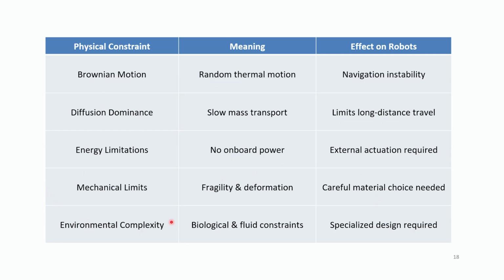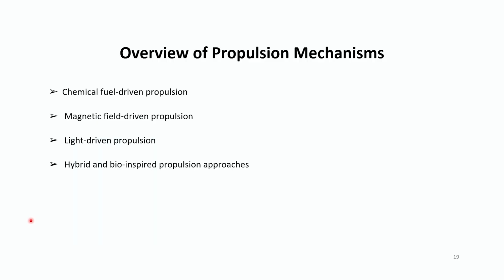Then environmental complexity: different fluids, and different environmental constraints like biological and other fluids. Whatever fluid you are using, these are complex fluids. So a specialized design is required for your bot to move in these complex environments. So that's a brief overview of the propulsion mechanisms that we are going to study in detail in this lecture.